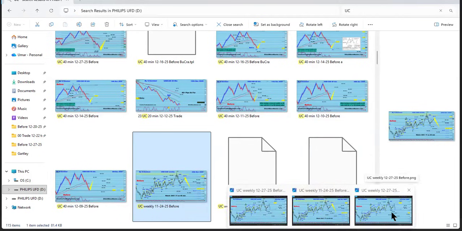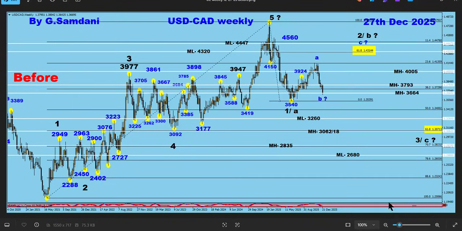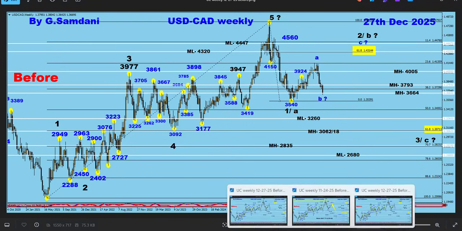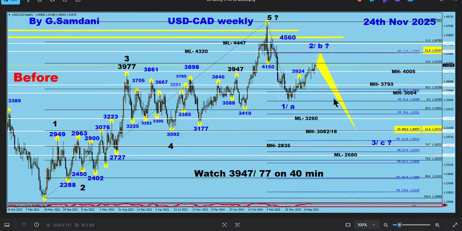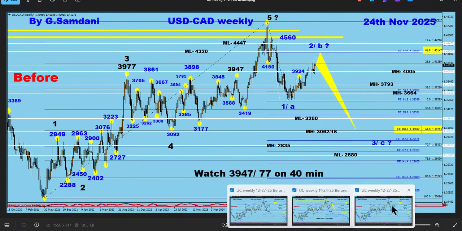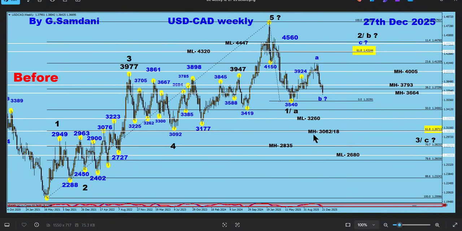Oh, okay, now this is what I'm doing. All right, so see this? It came down from here to here, and this is how it ended up, right? So that means if we need to go to the upside, either CAD is going to get weaker or USD is going to get strong. And that's what I have.